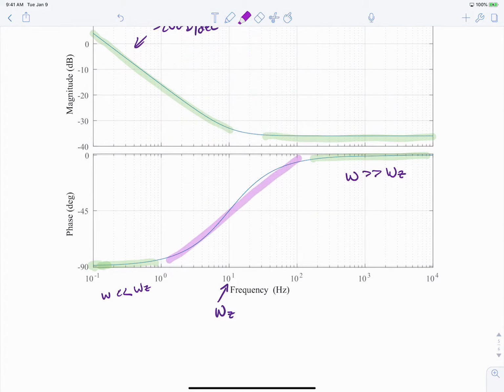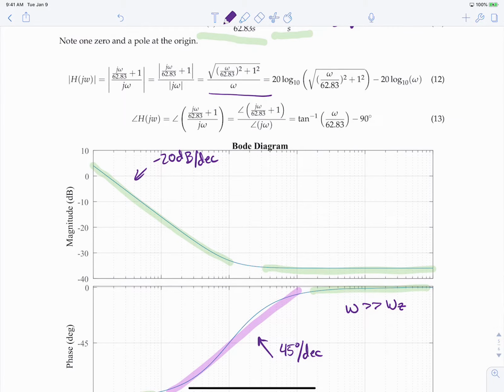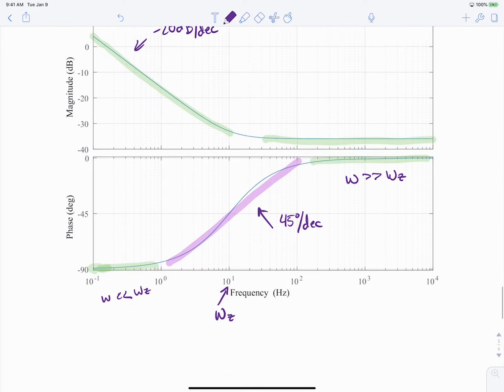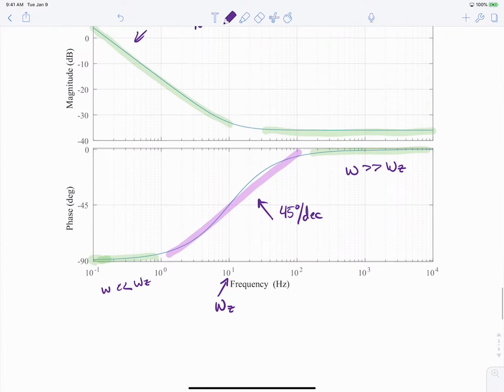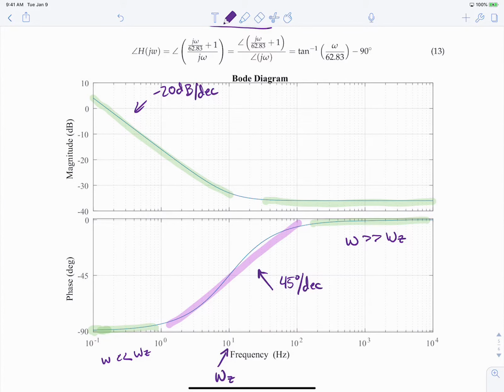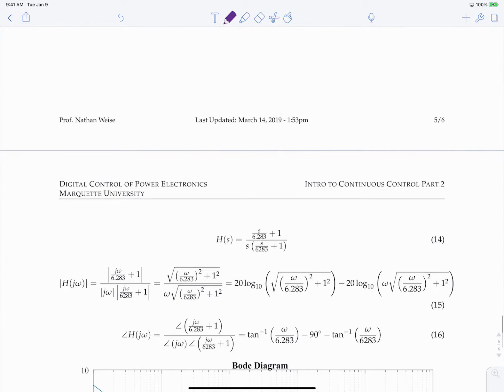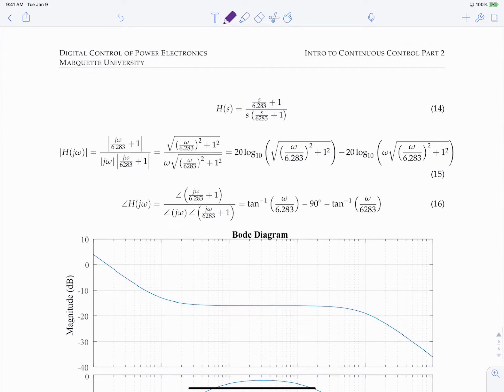Sorry, 45 degrees per decade. And again, this is a straight line approximation. If you don't like this, you can simply plot it by just calculating the individual angles at each phase. Okay, and this was just a simple introduction to calculating gain and phase of a Bode plot. Let's do one more to finish it up here.